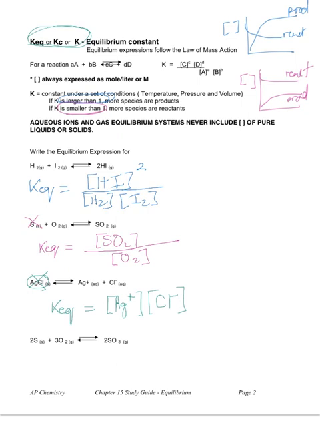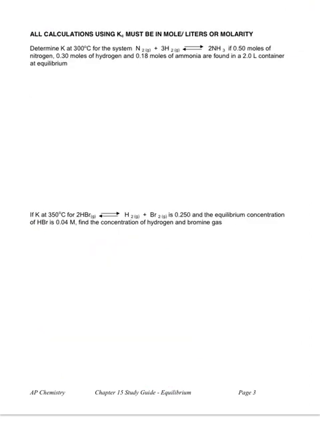Let's try another one. KEQ is equal to the concentration of my product, so SO3 raised to the power of its coefficient, so raised to the second power, divided by the concentration of my reactants. Again, this is a solid, so I ignore it. I do put the oxygen though, so the concentration of O2 raised to the power of its coefficient, so raised to the third power. So let's actually try a calculation here.